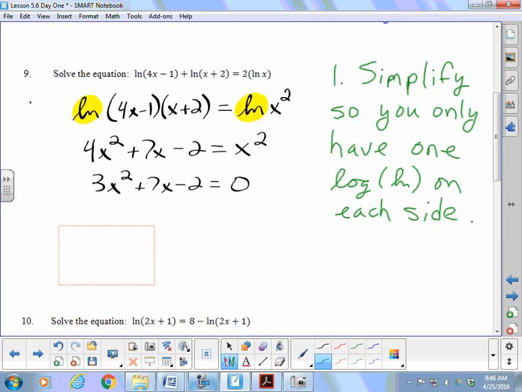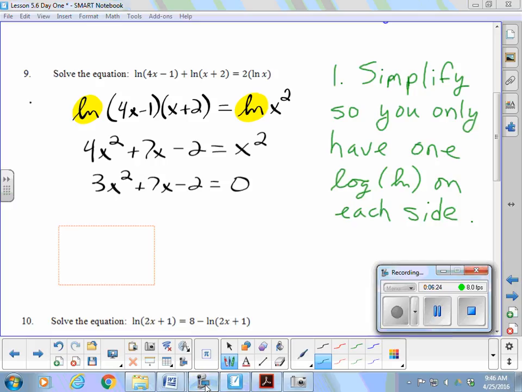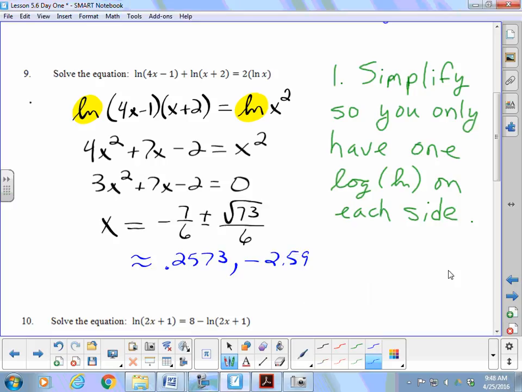Okay, either complete the square or do the quadratic formula. So you go ahead and finish that one. Okay, so we get these two exact values, negative 76 plus or minus square root of 73 over 6, and these two decimal values when we approximate them. All right, now, will they work when I plug them back in? And the answer is one of them will. Okay?